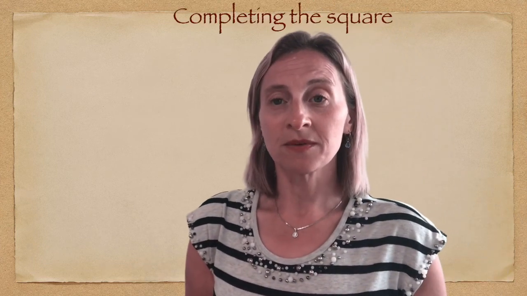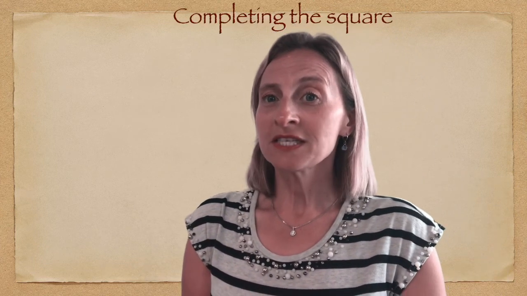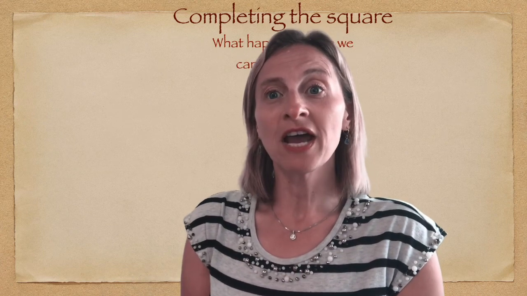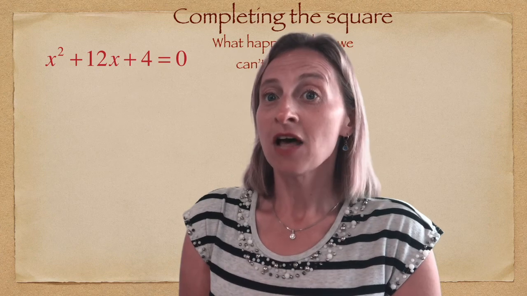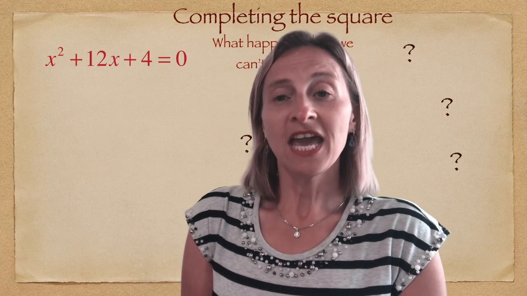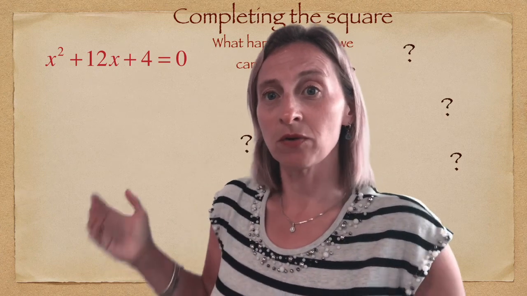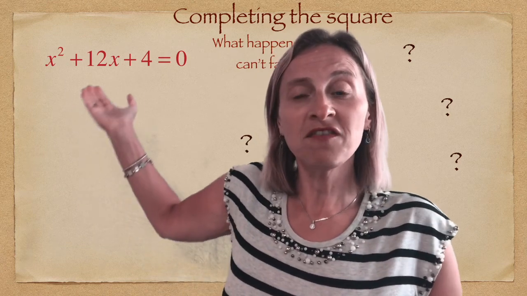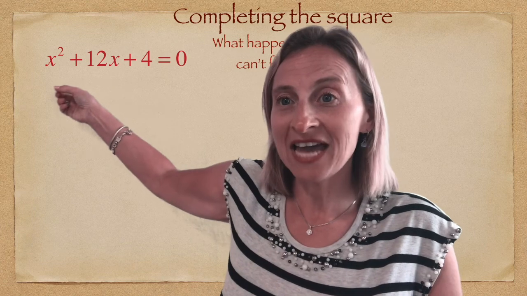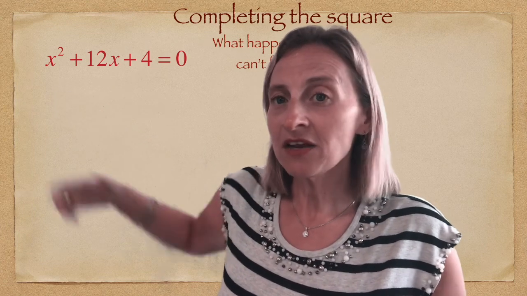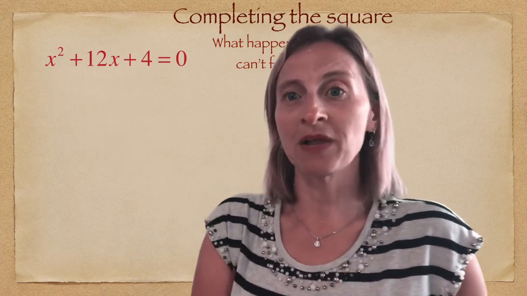So let's have a look at some examples of completing the square questions. Remember, the first example is going to be really tricky. I just want you to have a look, just watch. What happens when we can't factorize an equation? For example, x squared plus 12x plus 4 equals 0. What do we do? We can't find any factors of 4, 1 and 4 or 2 times 2, that will add to give 12 as well. None of those are going to add to give 12 and multiply to give 4.